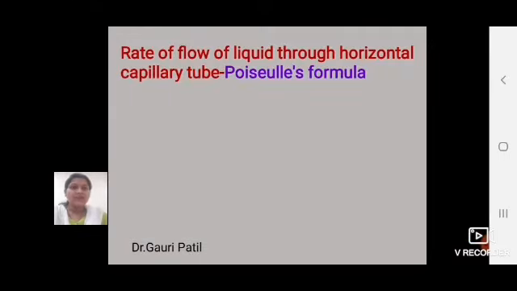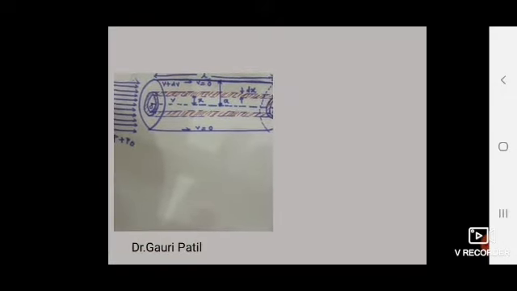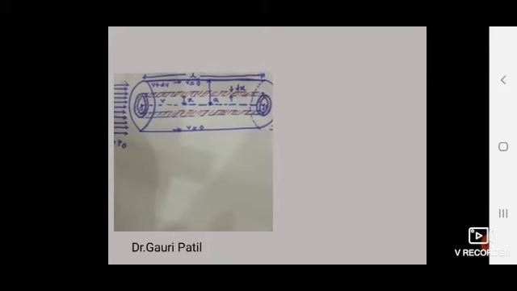Dear students, now we will derive the Poiseuille formula, that is, the rate of flow of liquid through a horizontal tube. This is the diagram which I have drawn already, and first I will adjust it and then I will explain in detail.